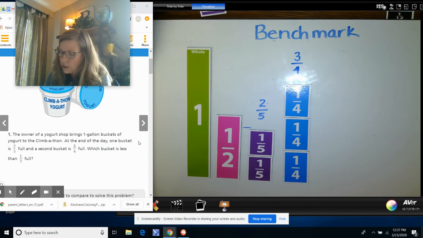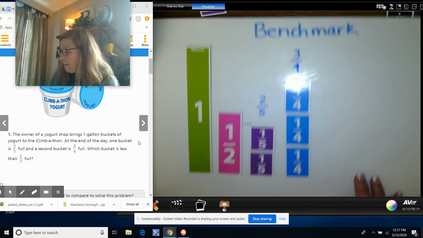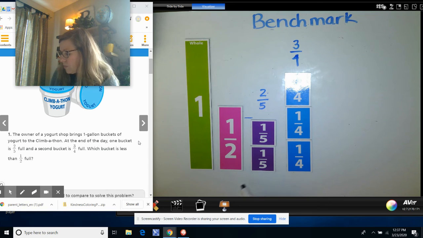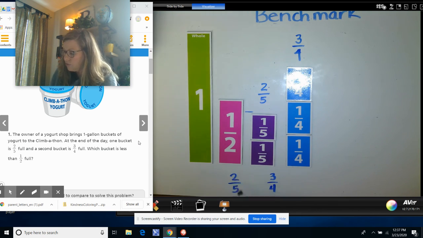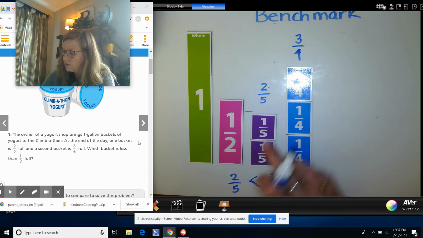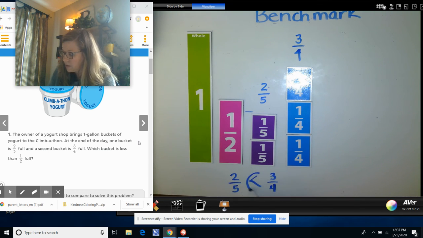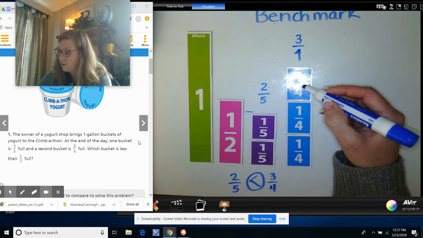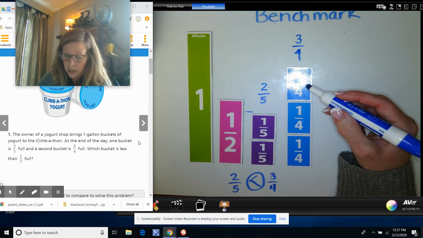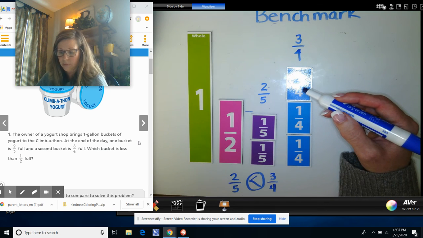Okay. So your question is, which bucket is less than half full? Well, let's take a peek. If we were to draw or write our equation, 2/5 and 3/4, you would say 2/5 is less than 3/4. Okay, you're doing a comparison. The 2/5 is smaller than half, and that's the question. The question is, which bucket is less than half full?